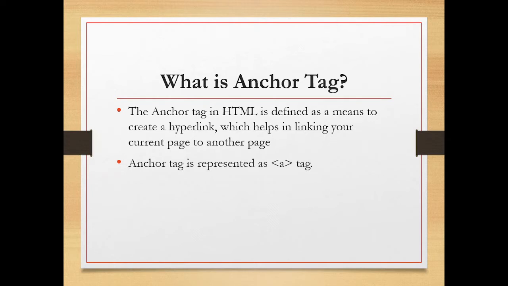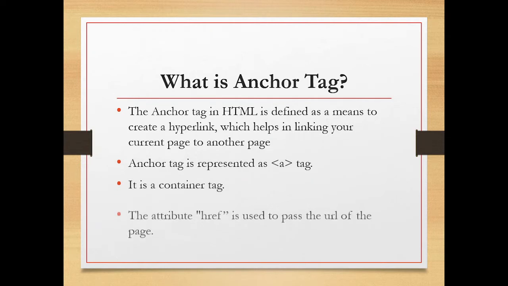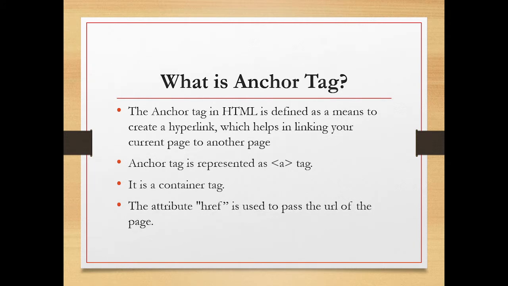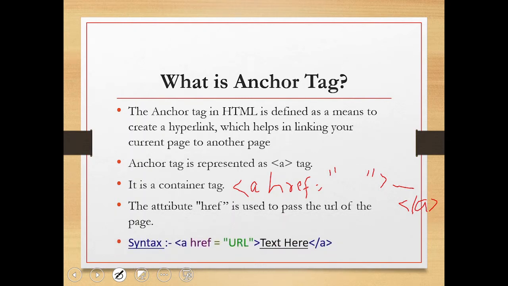The anchor tag is represented as an a tag and it is a container tag. That means we need to have a closing a tag as well. So it's a container tag. The attribute href is used to pass the URL of the page. To write it, you write a followed by href equal to the URL of the page, and then the text that you want to be connected as a hyperlink, followed by a closing tag. So that's the syntax: a href equal to the URL of the page, followed by the text that will turn into a hyperlink for us, and a closing a tag.